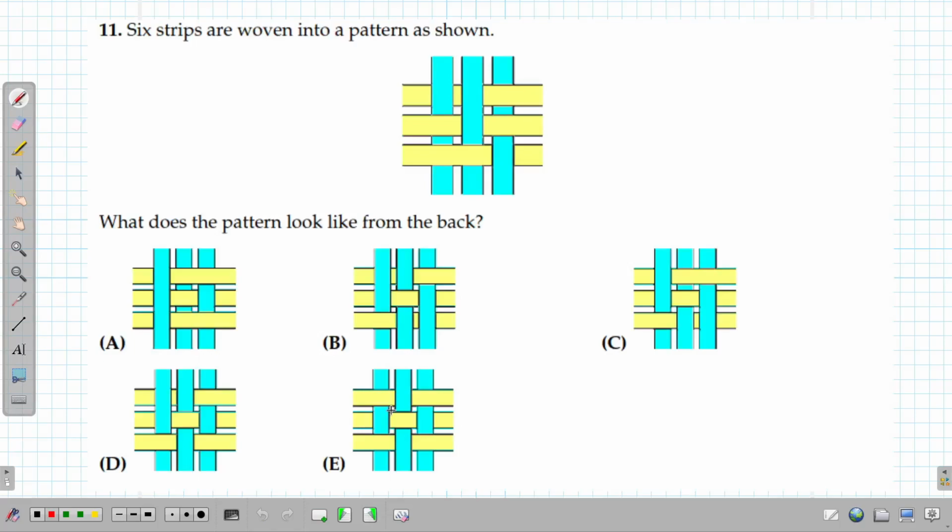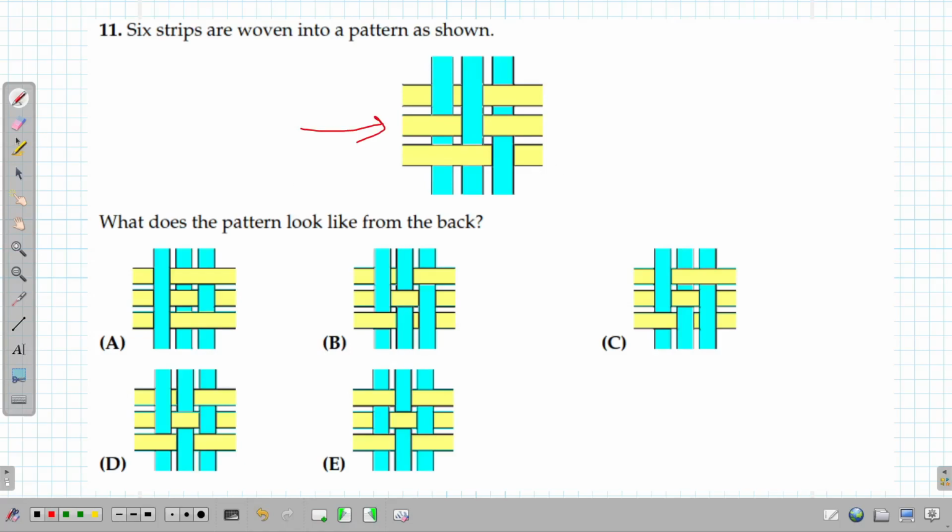Okay guys, so the question says 6 strips are woven into a pattern as shown. What does the pattern look like from the back? So this is the pattern that the question is talking about, and we have to figure out how this pattern looks if we look at it from the back.